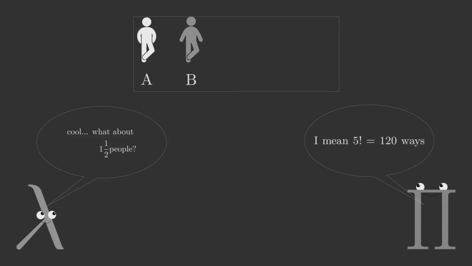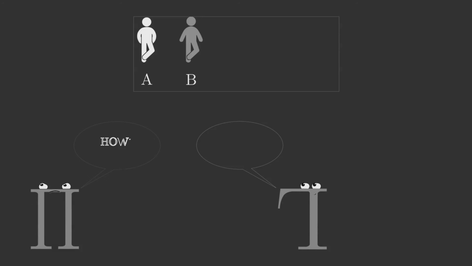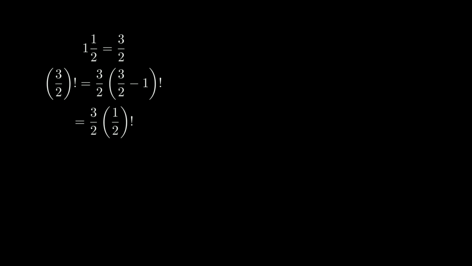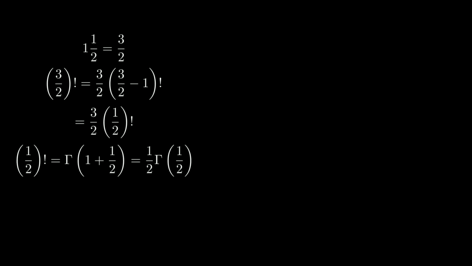Alright, let's come back to the weird question in the beginning. That is, the number of ways of arranging 1.5 people. Can we find the factorial of it? Let's try. 1.5 is nothing but 3 by 2. So, using the recursion property, 3 by 2 factorial is 3 by 2 times half factorial. And in our gamma function, we put n equals half. It gives gamma of 3 by 2, but essentially it is half factorial only.